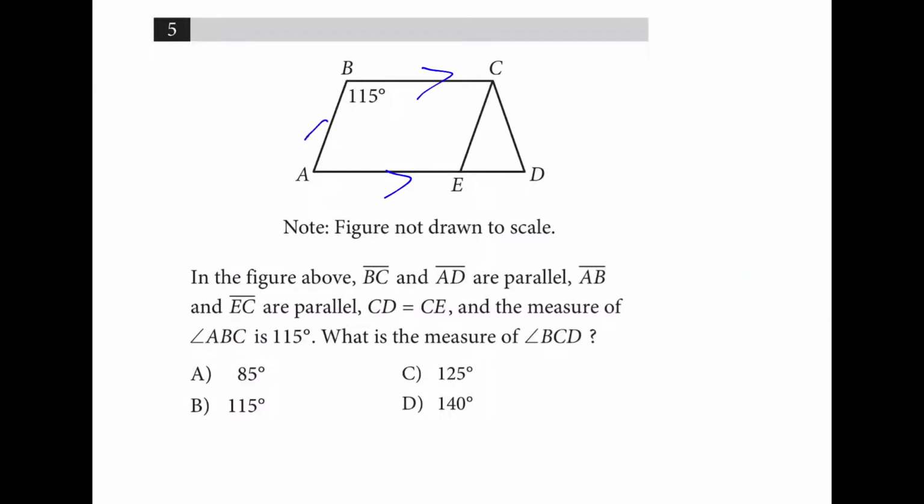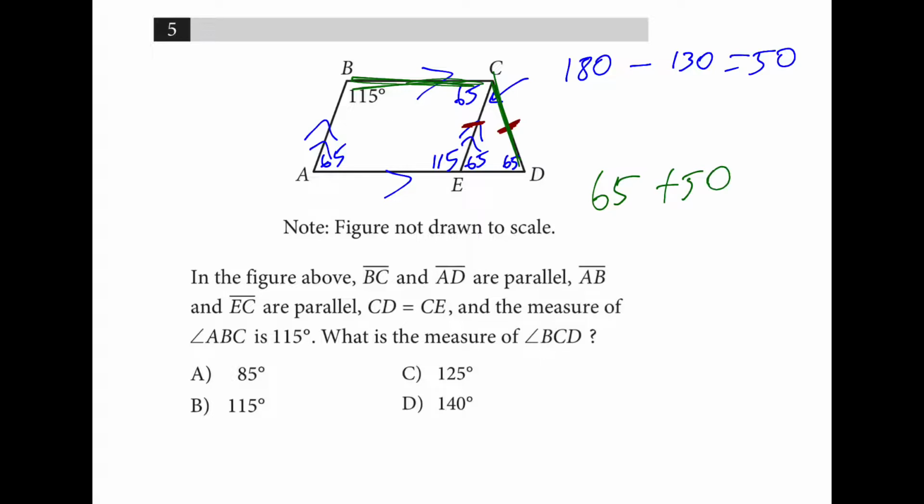These are parallel and these are parallel, which tells me it's a parallelogram. So this is 115, and these are 65, and this is also 65. We're told too that CD and CE are equivalent, which means it's isosceles. So if this is 65, then the top angle right here is 180 minus 130, which is 50 degrees. And if I want to find BCD, I'm going to add those two angles, 65 plus 50, and there's my answer.